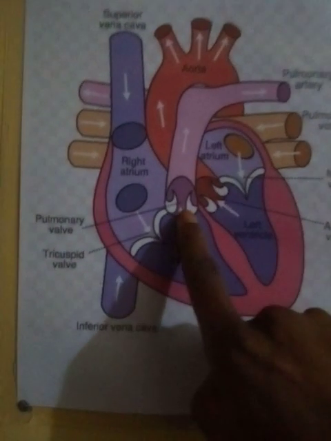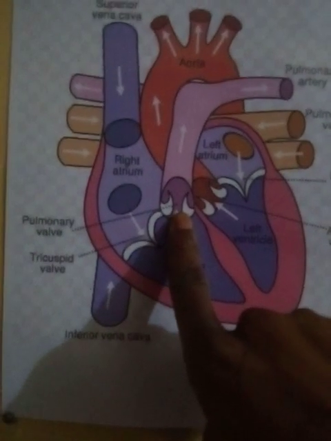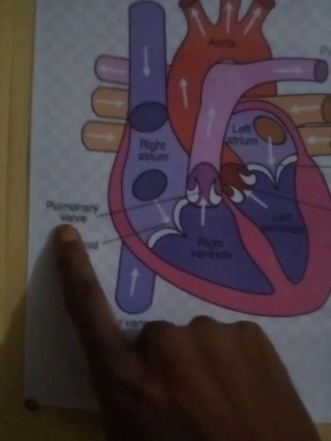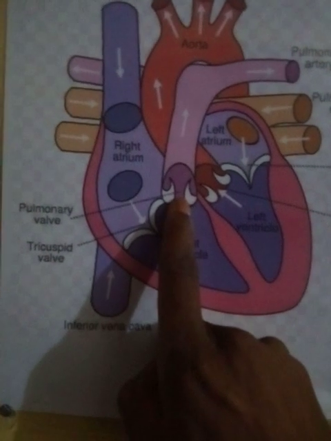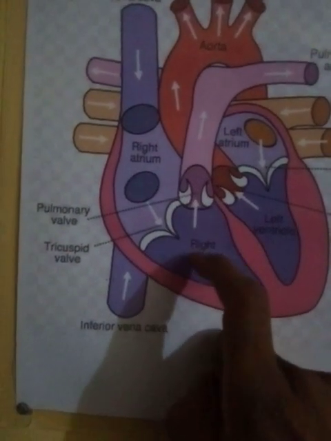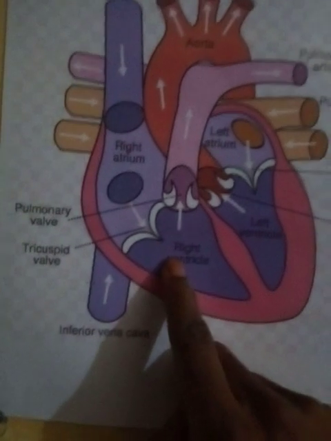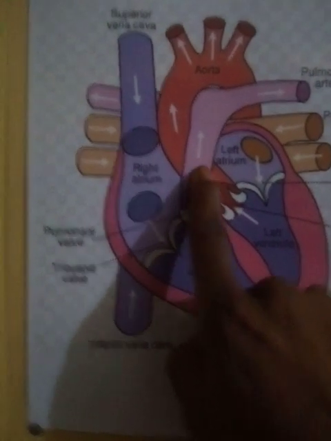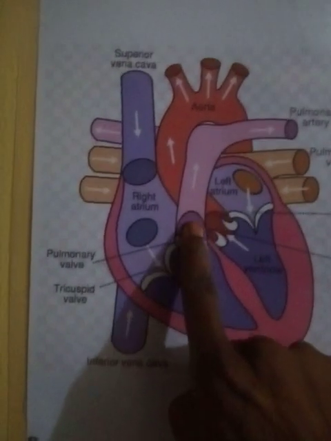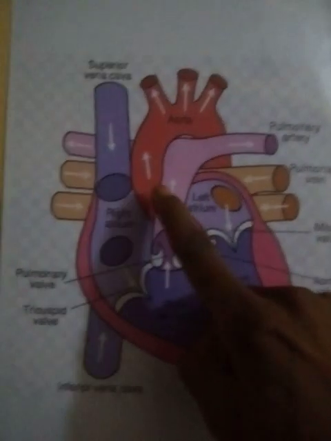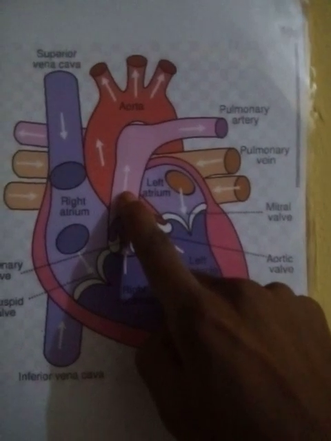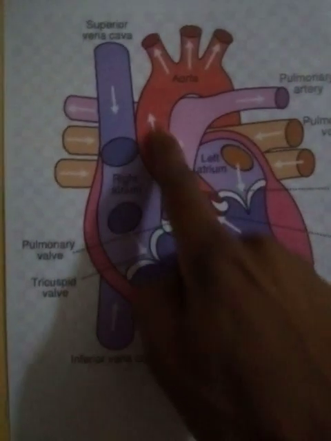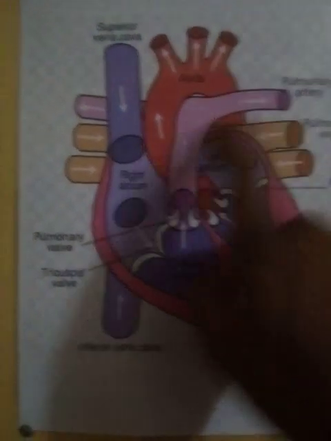ventricle into this valve known as the pulmonary valve. This valve also opens. This is the pulmonary valve. It opens, giving way for this deoxygenated blood to enter into the pulmonary artery. When blood comes into the pulmonary artery, this blood goes into the lungs.